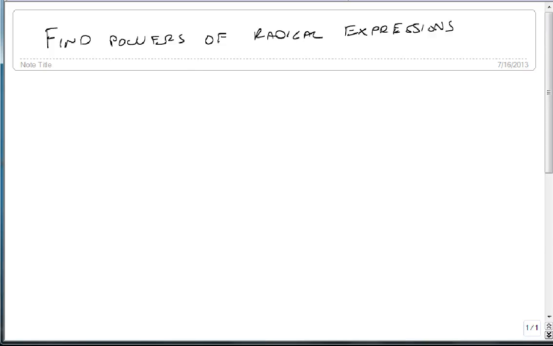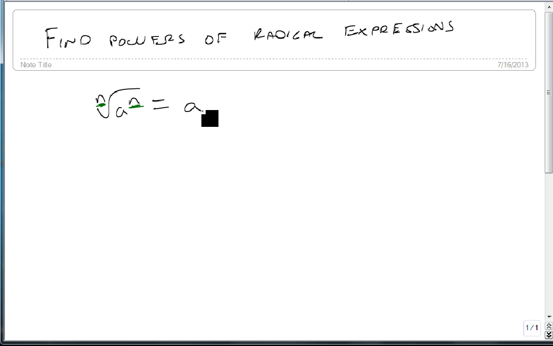Let's find powers of radical expressions. The main idea here is that if I take the nth root of a to the n, notice that this power matches this one, I'm going to get just a out of it. The catch here is that if I have variables, I have to be very careful that those variables work with their absolute value like we saw before. The square root of m squared is the absolute value of m.